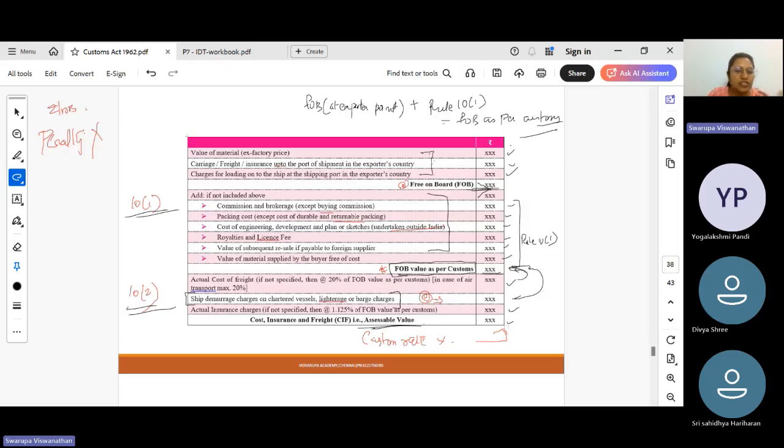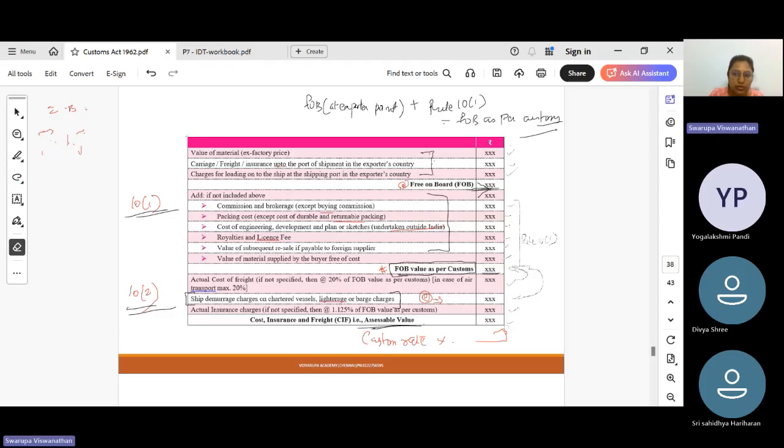Ship demurrage charges, lightage, barge charges, this we will add only if it is generic in nature. If there is any special penalty that has been given, any kind of penalty, any fine, that will not form part of our assessable value calculation.